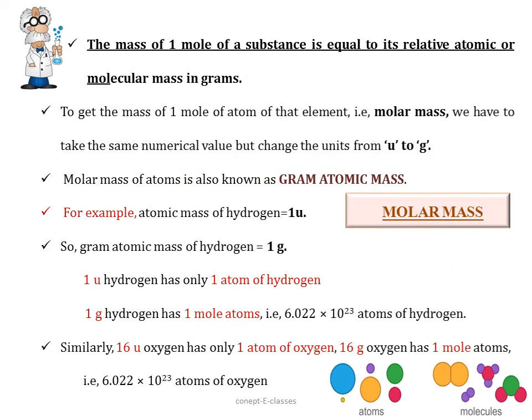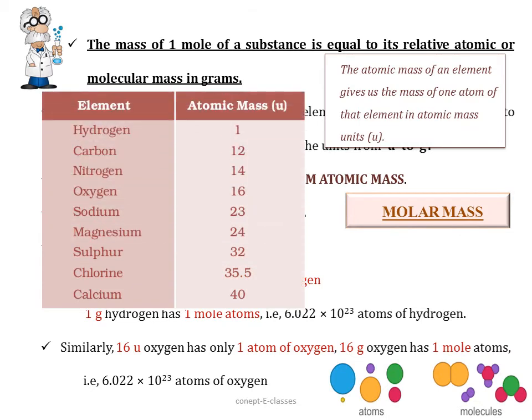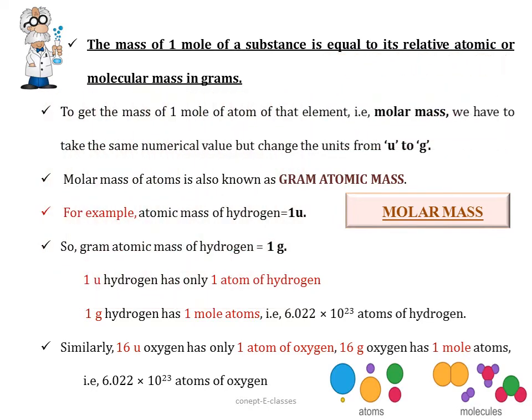So the mass of 1 mole of a substance is equal to the relative atomic mass or molecular mass in grams. We know that the atomic mass of an element gives the mass of 1 atom of that element, right? For hydrogen, the atomic mass is 1. Similarly, the molecular mass is the sum of the atomic masses of all the atoms present in the molecule of that substance. So the mass of 1 mole of a substance is equal to this relative atomic mass or molecular mass in grams. To get the mass of 1 mole of atoms of that element, that is the molar mass (the mass of 1 mole of atoms is also called the molar mass), we have to take the same numerical value but change the unit from u to g.